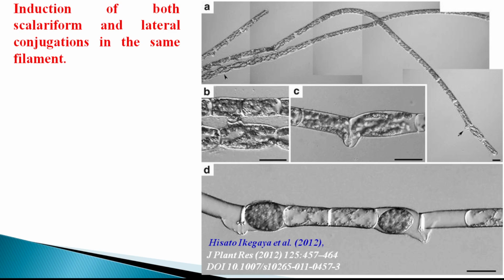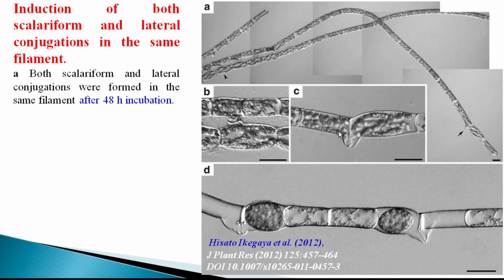As you can see in this photograph, it shows the induction of scalariform conjugation and lateral conjugation in the filament. Photograph A is at a lower magnification, and at the higher magnification, in B and C, they establish clear-cut indications that scalariform conjugation has been recorded in photograph B, and in C lateral conjugation has arisen, or formation may be taking place.